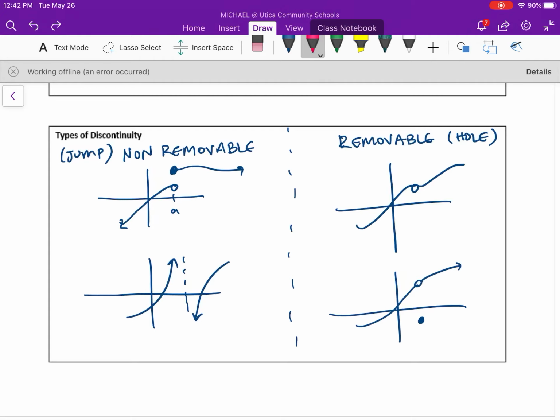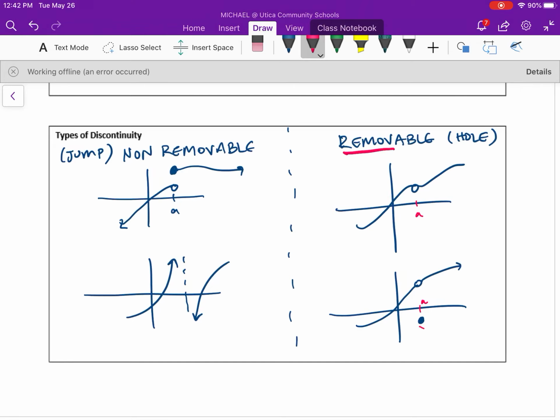On the other side, on the right side, we have a hole or a removable discontinuity, and they call it a removable discontinuity because we can remove the discontinuity by simply putting a point back in. Now, we're not putting that point back in, that's just why they call it a removable discontinuity. The function can either be defined, like in the second example, or not defined at that point. But either way, both of these are removable discontinuities at that point.